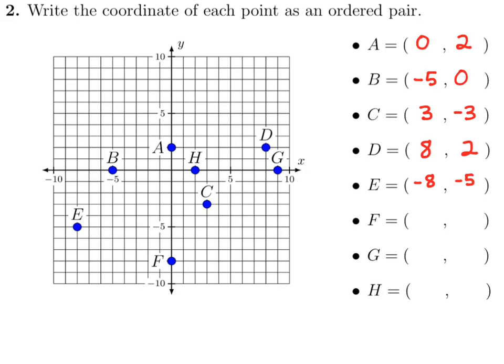Point F, down 8, not right or left at all. So 0 and then negative 8. G, right 9, up nothing. So 9, 0. And finally, point H, which is right 2, but up 0.